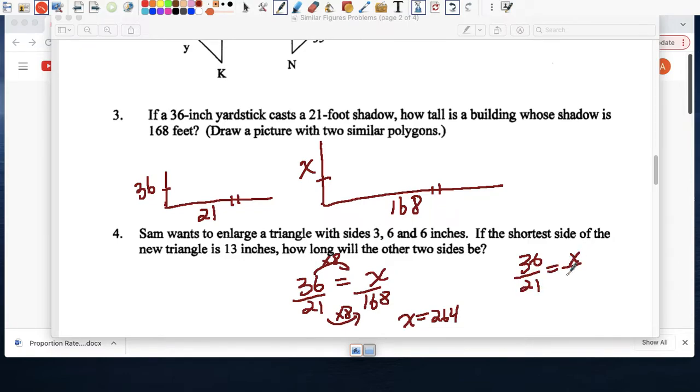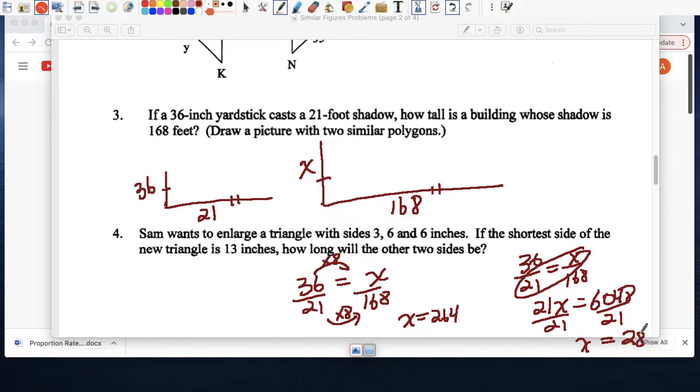Now, if you wanted to cross multiply, that's okay too. So I'll do that. You can simplify before. It's much easier if you use smaller numbers, but if you didn't want to do that, you get 21x. 36 times 168 is 6,048. Divide by 21, divide by 21, and x equals 288. Did I do something wrong?